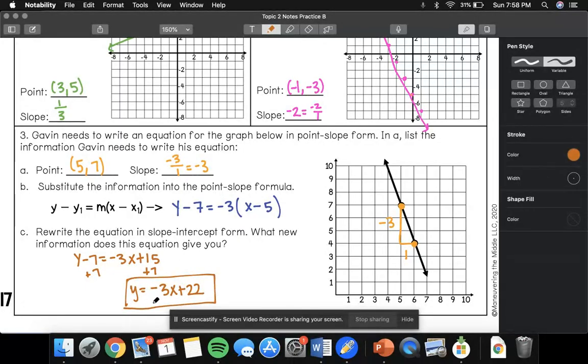Okay. What new information does this give us? It doesn't tell us anything new about the slope. We knew it was going up 3, right 1. But it does tell us what our y-intercept is. So it tells us our starting point if we had a graph that was big enough. So the y-intercept is 0, -8, or starting at -8.